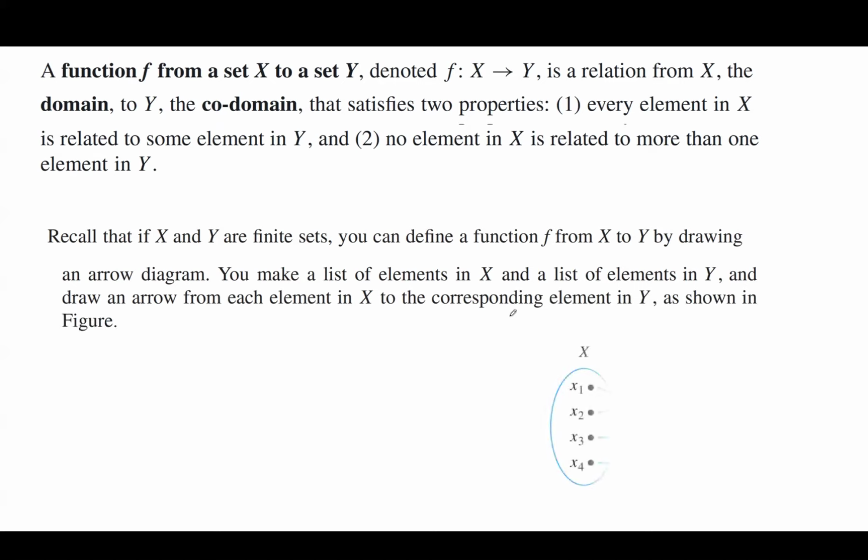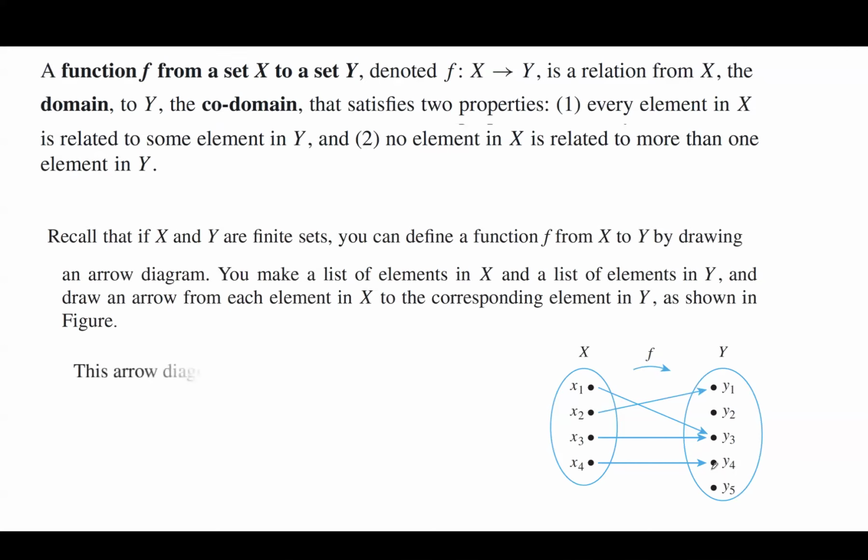Let's take a look at the figure here. The domain includes x sub 1, x sub 2, x sub 3, x sub 4, and this function maps these to some output values in the codomain. The range only includes y1, y3, y4. This arrow diagram defines a function. You can check these two conditions yourself.